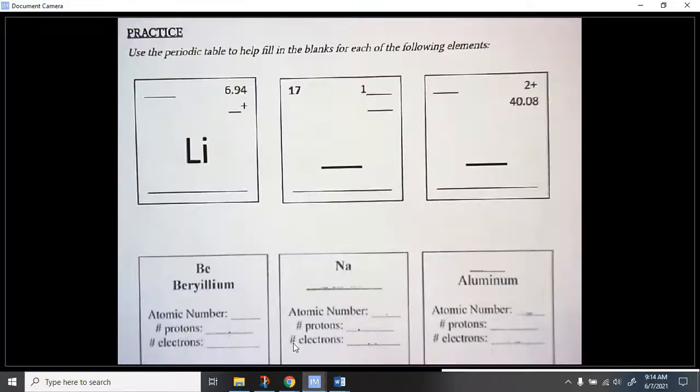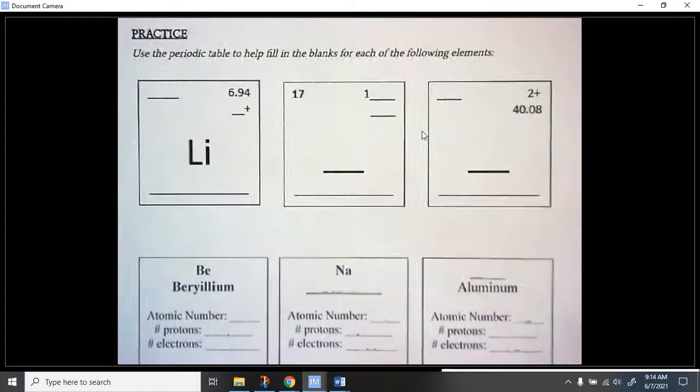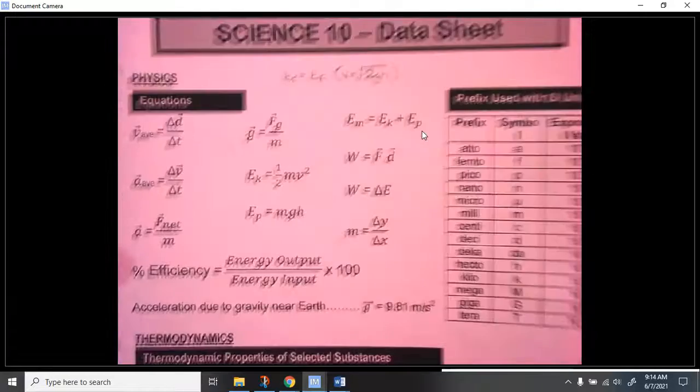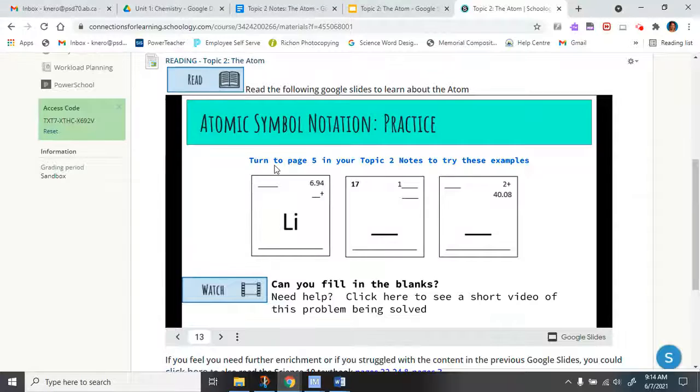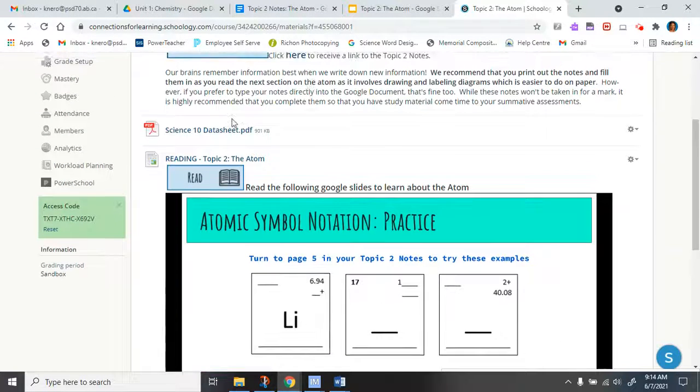And before we start, let's look at your periodic table. There is a link to your Science 10 data booklet just above these notes on Schoology. If you haven't already, make sure you've printed that out. It's nice to have a paper copy of it.